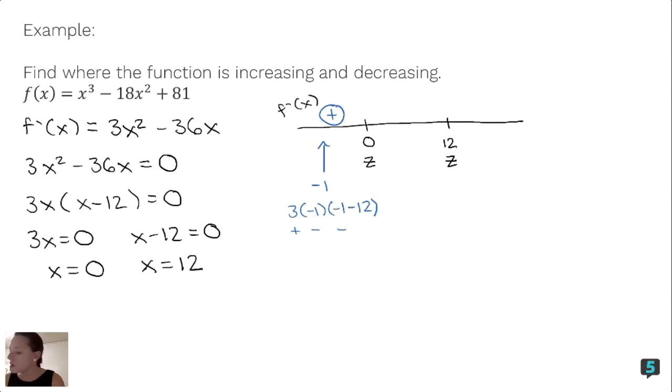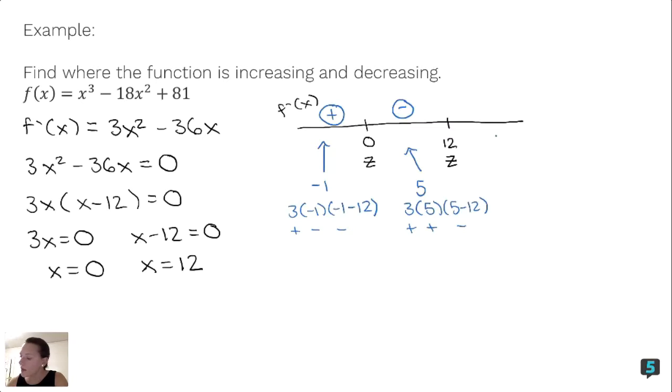What do you want to plug in between 0 and 12? Give me a number between 0 and 12. 5, my favorite number. All right, so we've got 3 times 5 times 5 minus 12. So positive times a positive times a negative. So overall, we're looking at f prime of x being negative from 0 to 12.